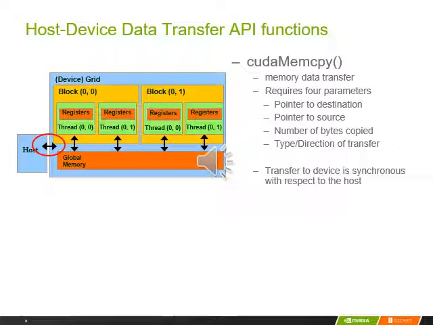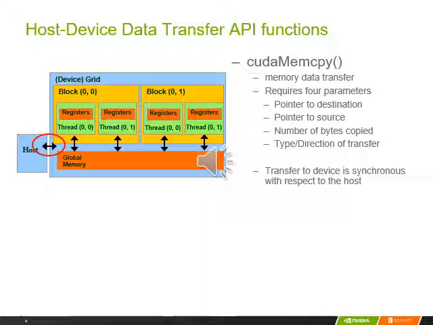Next, we will discuss the cudaMemcpy function, which is used for transferring data in the CUDA framework. cudaMemcpy is similar to the memcpy function from vanilla C. It takes four input parameters: a pointer to the destination memory, a pointer to the source memory, the number of bytes to be copied from the source to destination, and the direction of data transfer, which can go from host to device, device to host, or host to host.